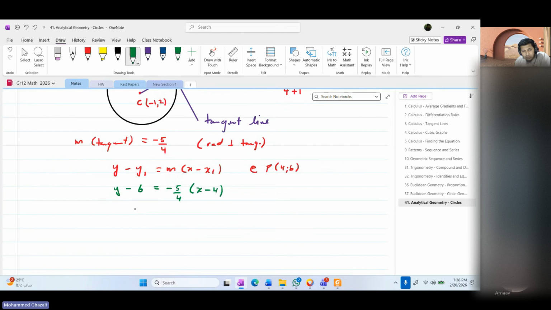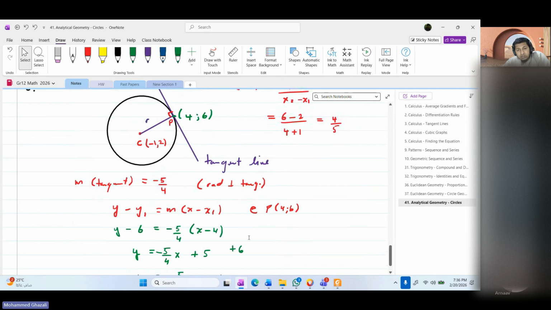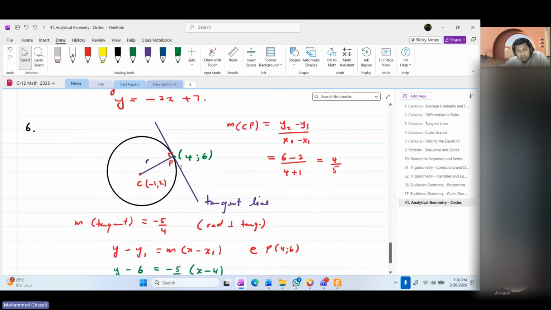You're going to open up all this and write the equation in standard form. So minus 6 moves over, it becomes plus 6, minus 5 over 4x, right? Minus 5 over 4 times minus 4 is 4 and 4 cancels out. We're getting plus 5. So y is equal to negative 5 over 4x plus 11. Right, guys? Hope you guys are understanding all this. Right, so remember, take note that this is very important.